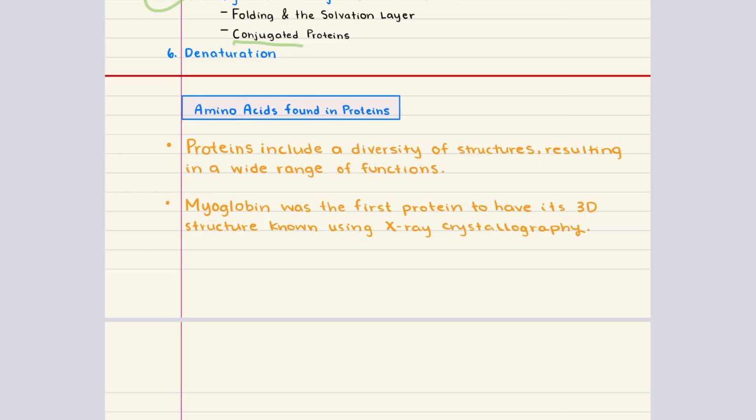Proteins are some of the most versatile molecules in biology. They come in an incredible variety of structures, which allows them to perform a wide range of functions. Everything from carrying oxygen to speeding up reactions to fighting infections, proteins are at the center of it all. The first protein to have its 3-dimensional structure determined was myoglobin. And this was a major scientific milestone, and it was made possible through a technique called X-ray crystallography. That structure gave us our first real view of what proteins look like at the atomic level, and it laid the groundwork for understanding how protein structure relates to its function.